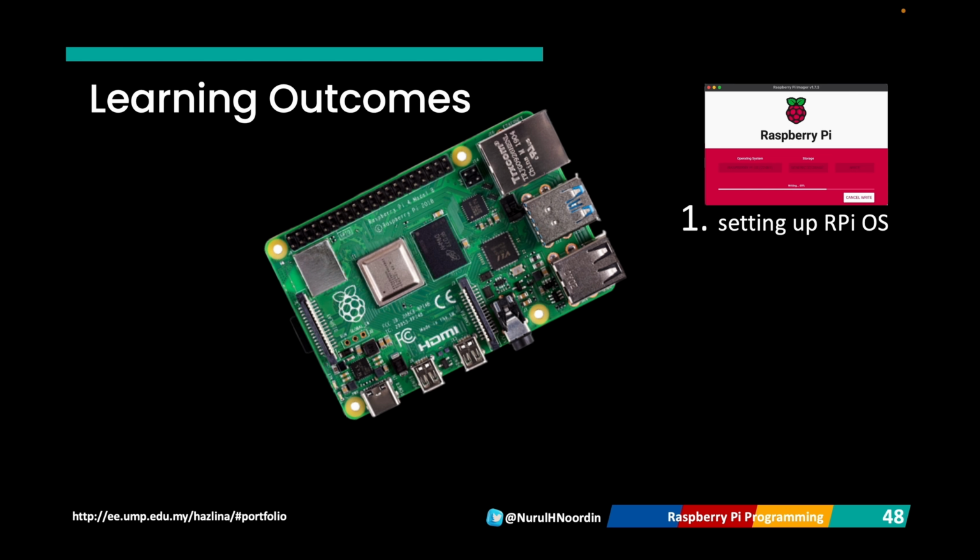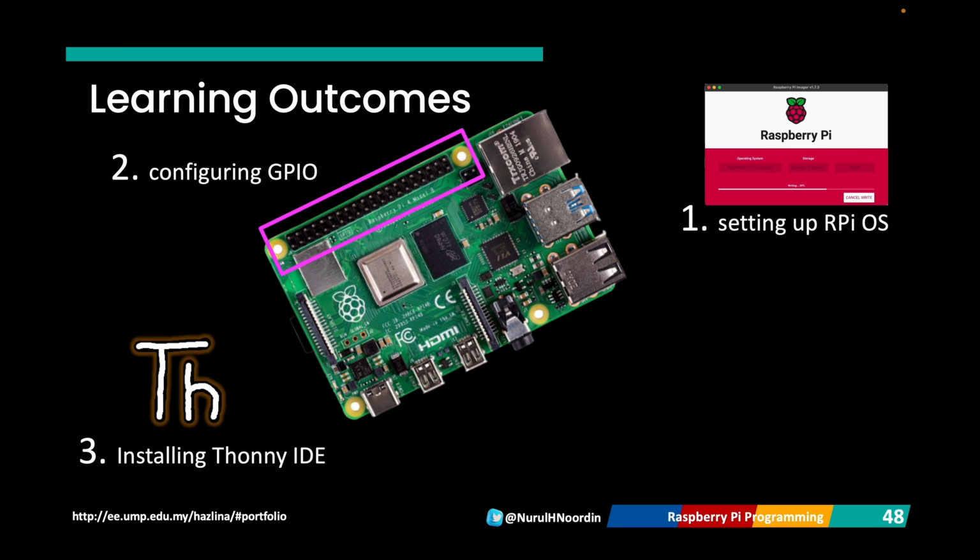First, you will learn how to set up the Raspberry Pi operating system. We will guide you through downloading, installing, and configuring the Raspberry Pi operating system on your device. Second is configuring GPIOs. You will learn how to enable and interact with the general purpose input-output pins for hardware control. Next, we will move on into installing Thonny IDE. We will walk you through the installation and setup of Thonny, a beginner-friendly Python IDE for Raspberry Pi.